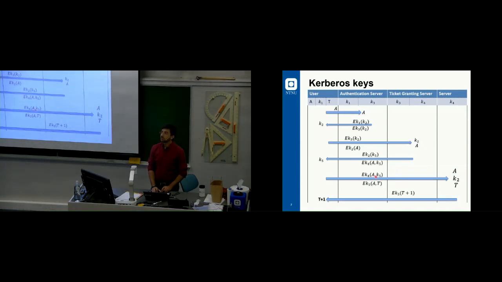And here, using that key, he got A and K5 inside. And with the K5 he has now, he can decrypt this as well, A and T.